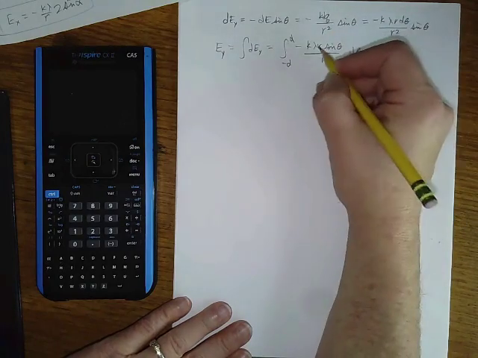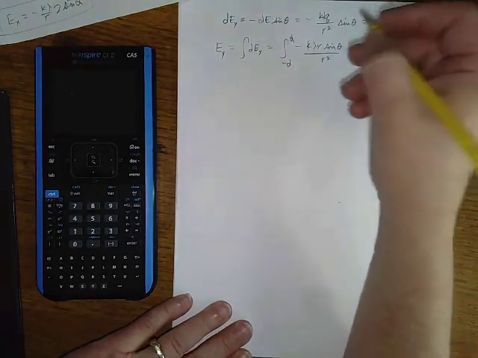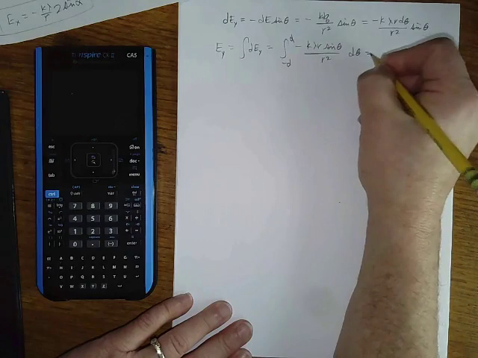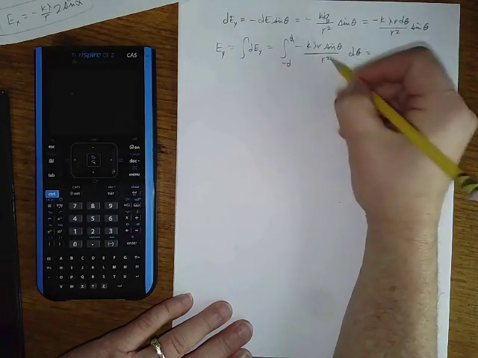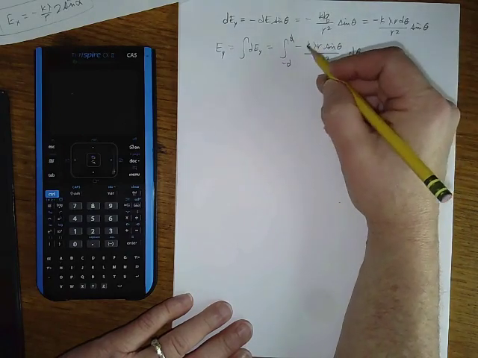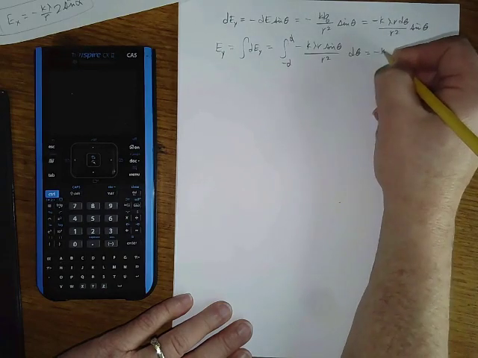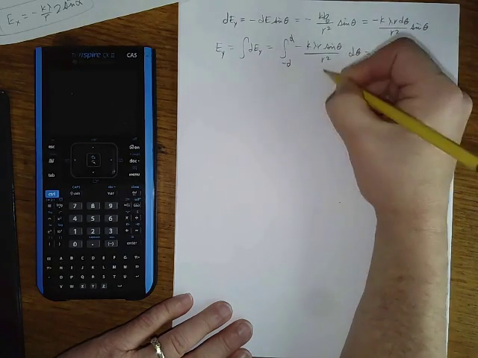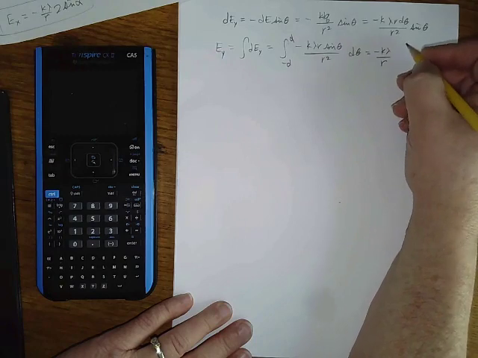And then again, same argument, we can cancel out some of our r's. Theta is the variable. r does not depend on theta. Lambda doesn't depend on theta. k doesn't depend on theta. So pull those out. Negative k lambda over r, canceling out one of the r's in the numerator and denominator.